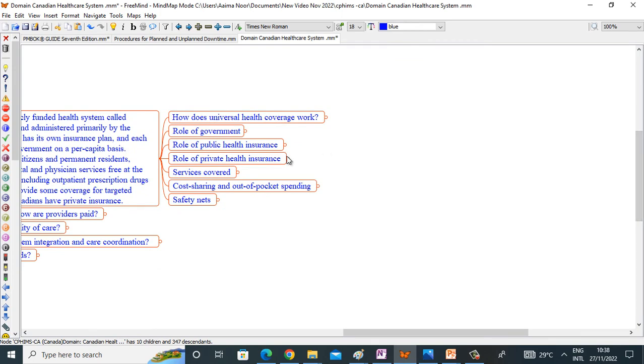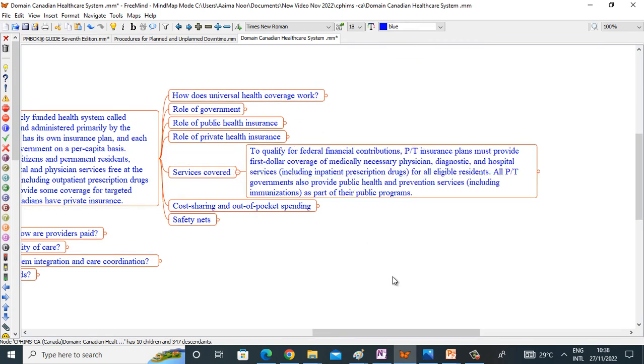Now we'll see services covered. To qualify for federal financial contribution, a provincial and territorial insurance plan must provide first-dollar coverage of medically necessary physician, diagnostic and hospital services, including inpatient prescription drugs, for all eligible residents. All PT governments also provide public health and prevention services, including immunization, as a part of their public programs.